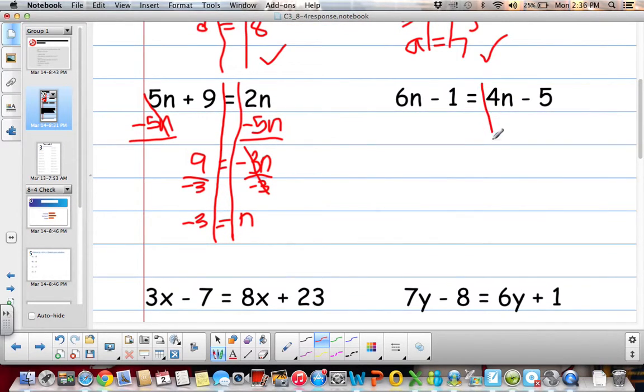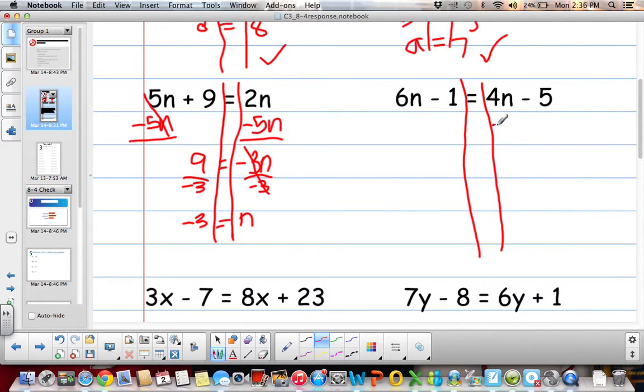Okay, here we have a variable and a number on both sides. So now we have to figure out which way are we going to go with each one. So we have 6n minus 1 equals 4n minus 5. So first we need to make sure that our variable is on one side and our number is on the other side. So because 4n is less than 6n, it would be easier for me to move my 4n to this side. So therefore I'm going to move my 1 to this side.